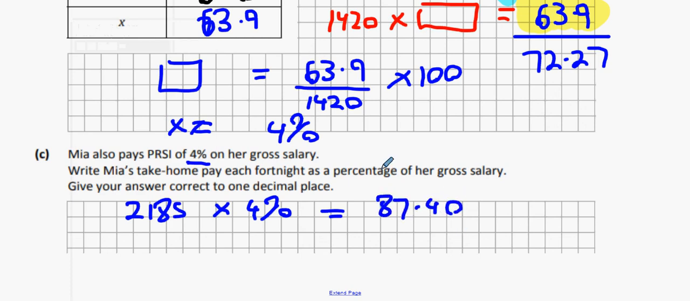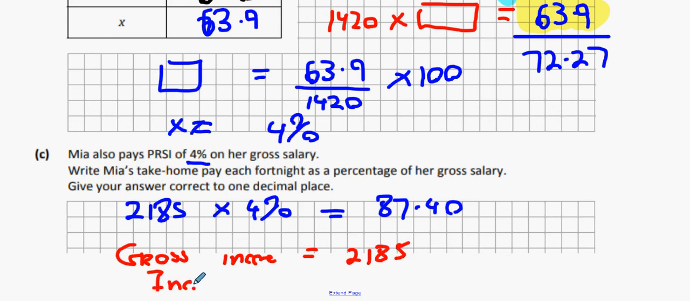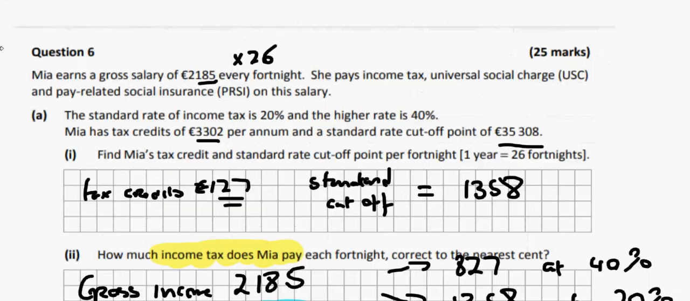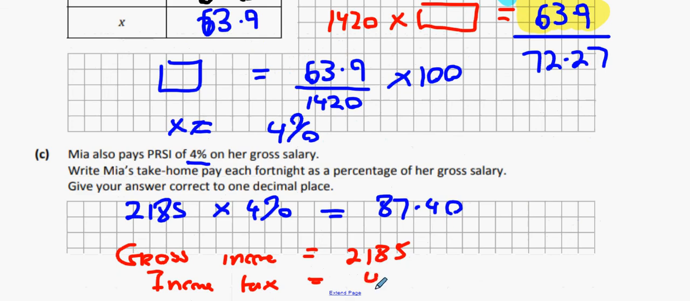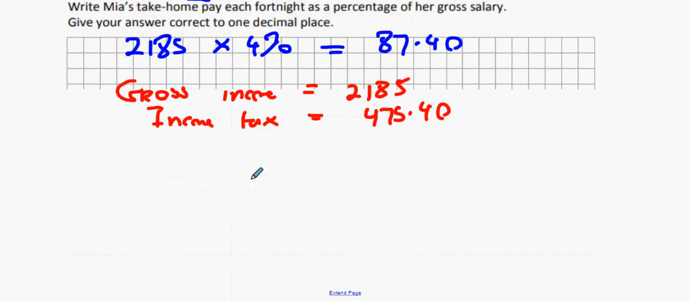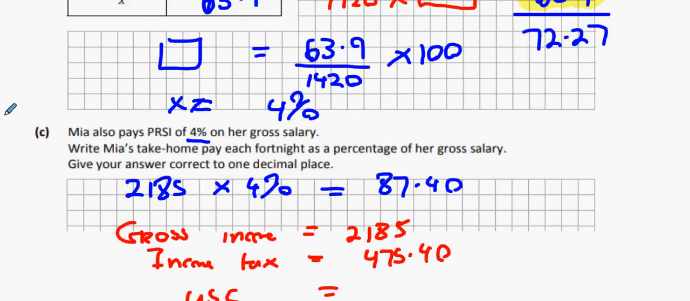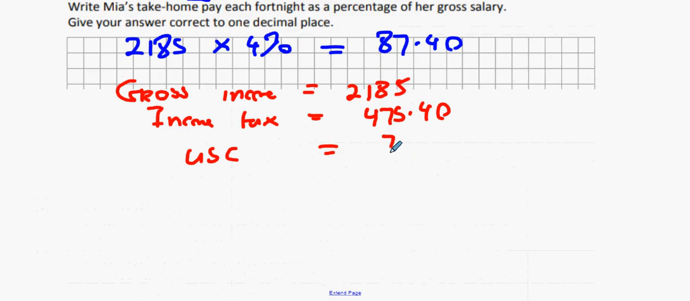All right, let's think about this. How much money did she have at the start, gross tax wise? Oh, sorry, gross income wise. What did she have? 2185. How much tax did she have to pay? 475.40. Yeah. How much USC did she have to pay? Anybody? USC? That's the 72 euro and yeah. And finally, how much PRSI did she have to pay?